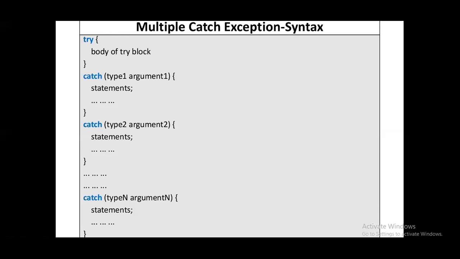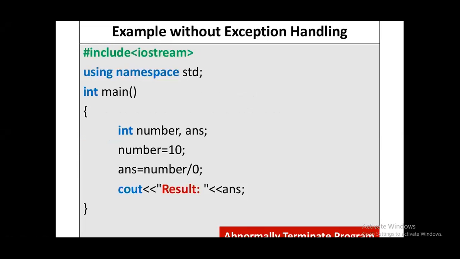Now it can happen that in a simple code there can be multiple types of exception as well. So in that case, what will you do? Let's start with the first example and see how we can use one exception.